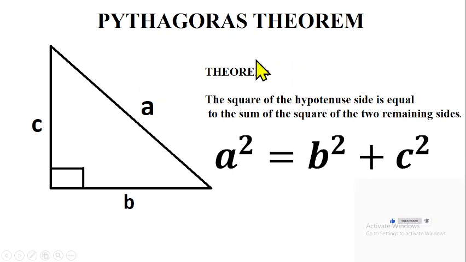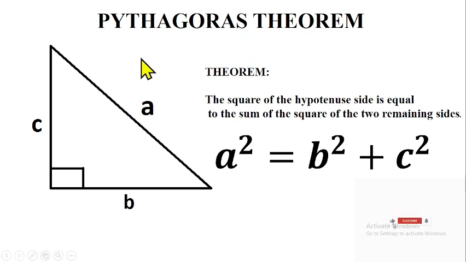Having known this, how do we identify or how do we know that a triangle is a right angle triangle? If I'm given a triangle, how do I know that this triangle is a right angle triangle, knowing that we have different types of triangles?